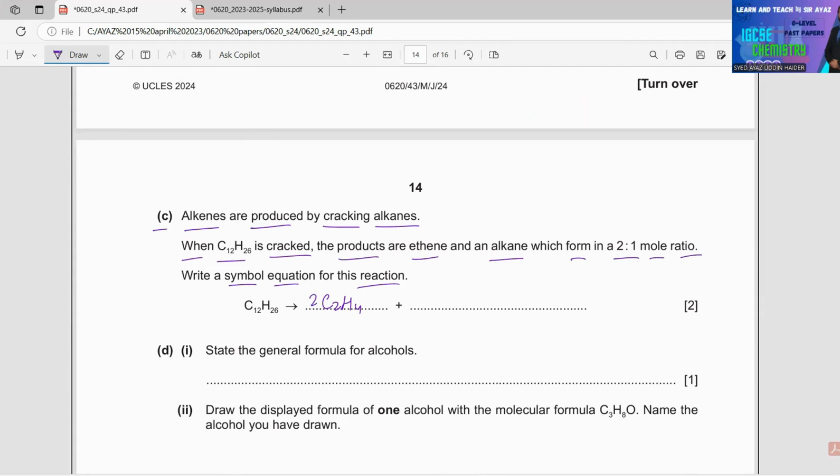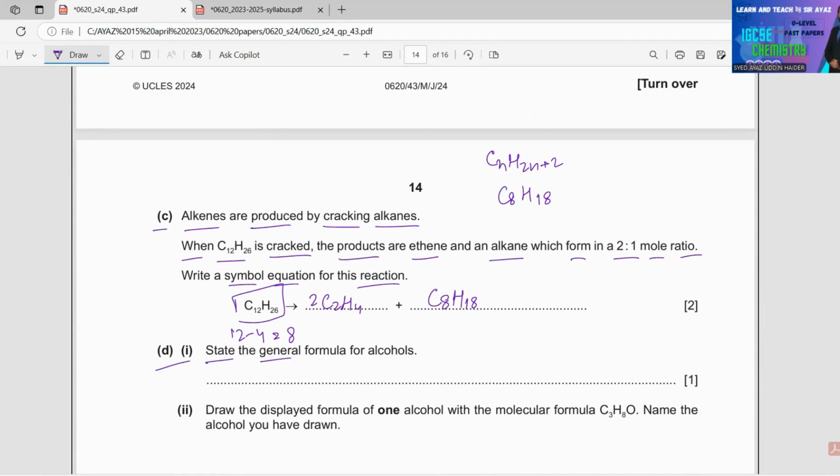So I will write 2 before C2H4. So 2 multiplied by 2, 4. So there will be 4 carbon for this alkene. So subtract 4 from 12. 12 minus 4 will get 8. So the alkane must be of the value of n as 8. You know the general formula of alkane, CnH2n plus 2. So C8 means 8 multiplied by 2, 16. 16 plus 2 is 18. So C8H18 must be the alkane obtained in this cracking reaction.